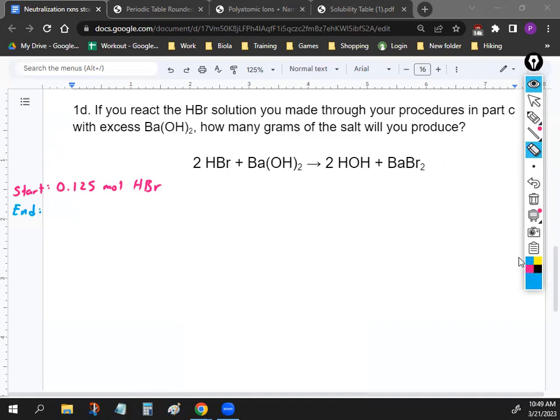Okay, and then for the ending, it's asking you how many grams of salt you want to make. So out of these 4 chemicals, which one is your salt? Yeah, BaBr2. We did this in part B. So all that stuff we did is coming back together, and then we're just finishing up with the calculation. So we want to end up with BaBr2. Okay, so we're just putting everything together now.